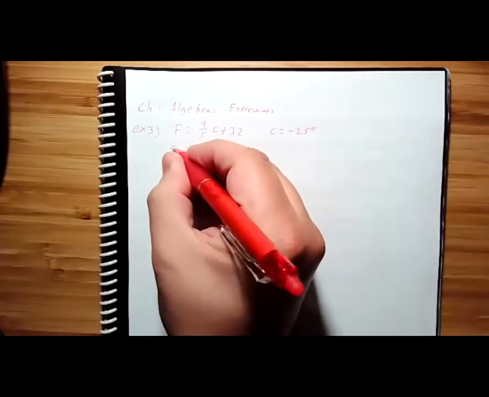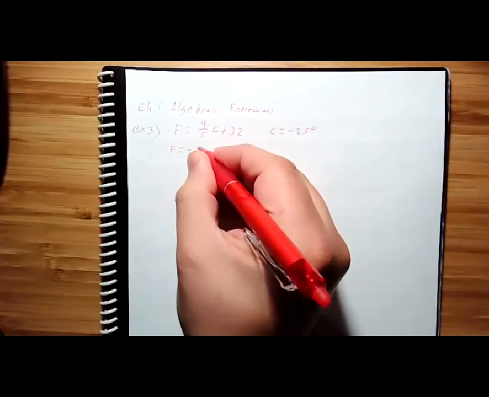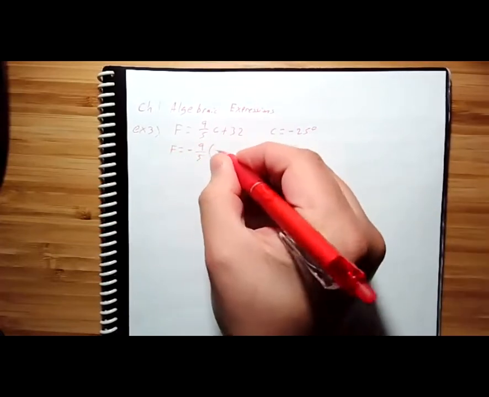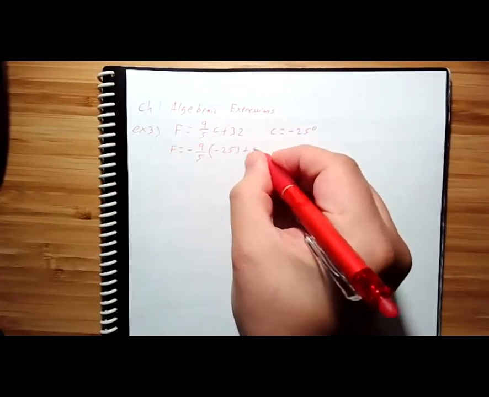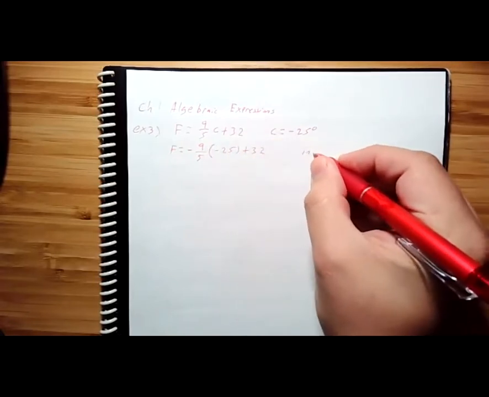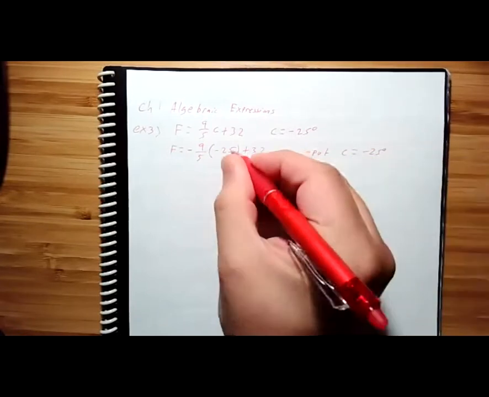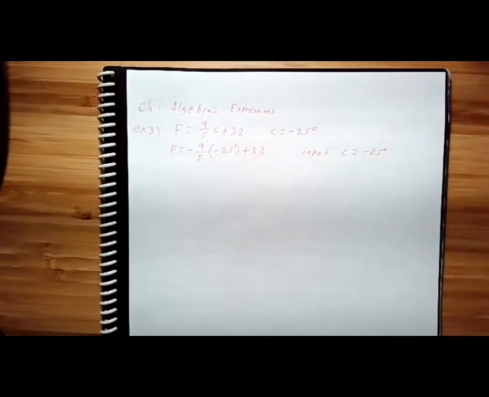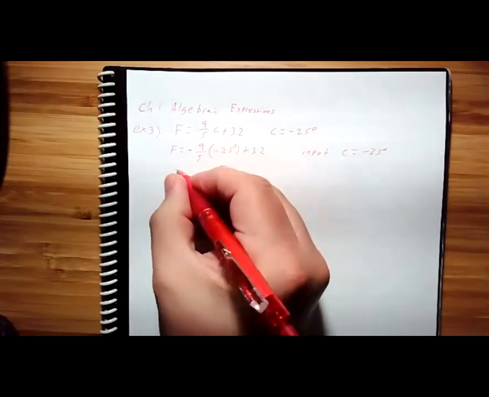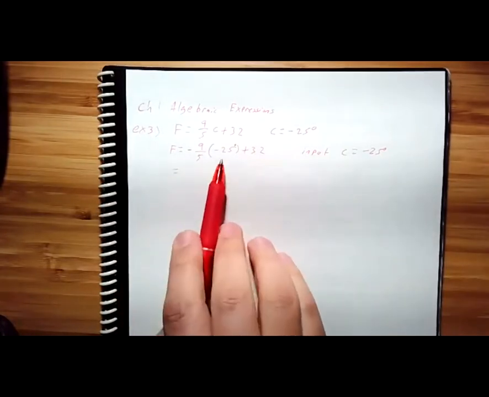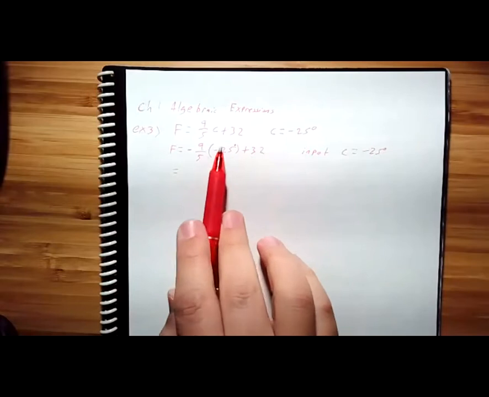So F will equal 9/5 times negative 25 plus 32. So all I did was input C equals negative 25. Okay, so following the order of operations, we know we should do the multiplication first. It's always left to right. So we're not going to mess with the plus until we're done with this.